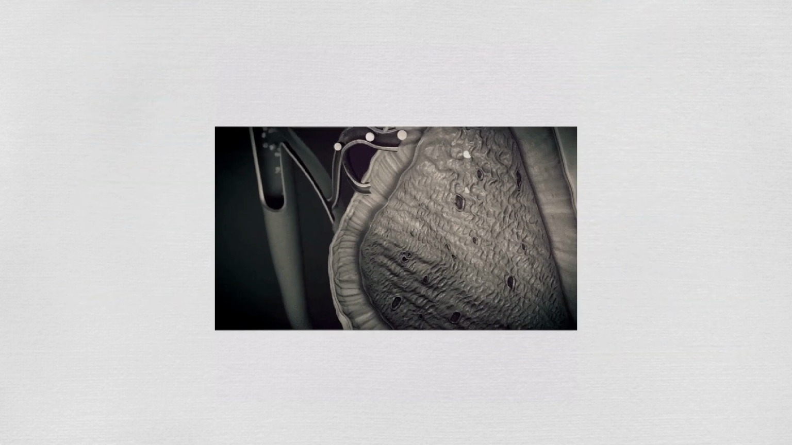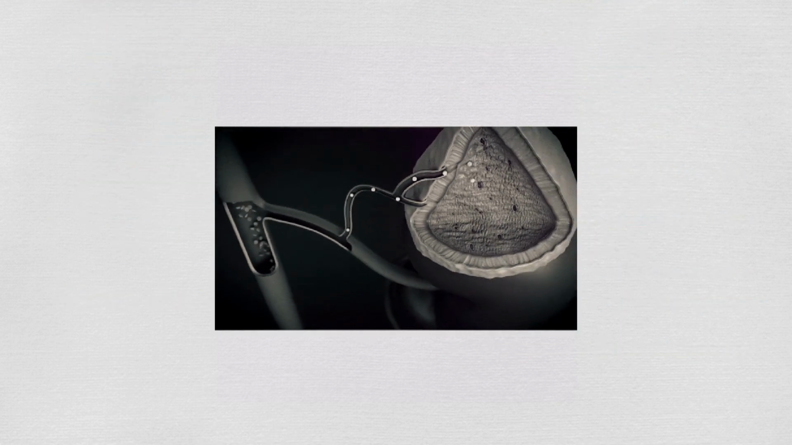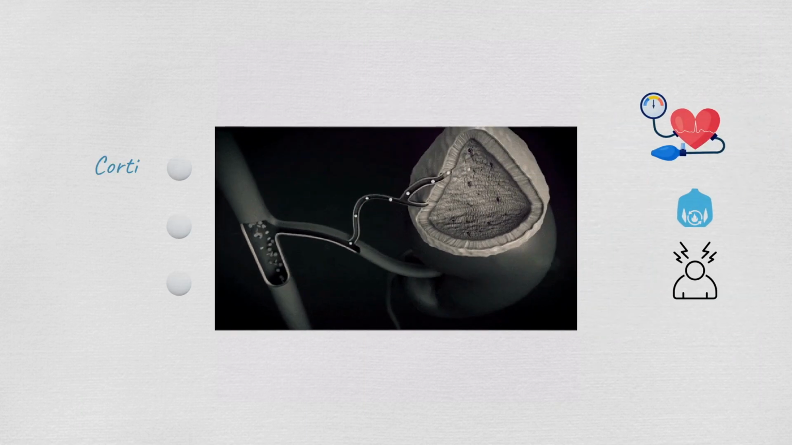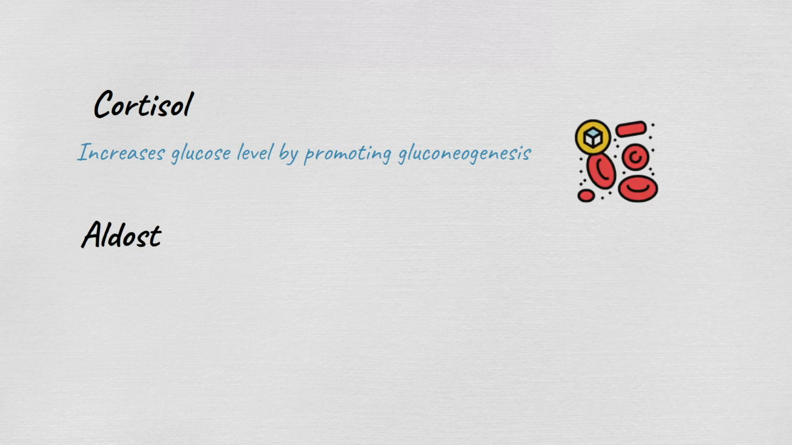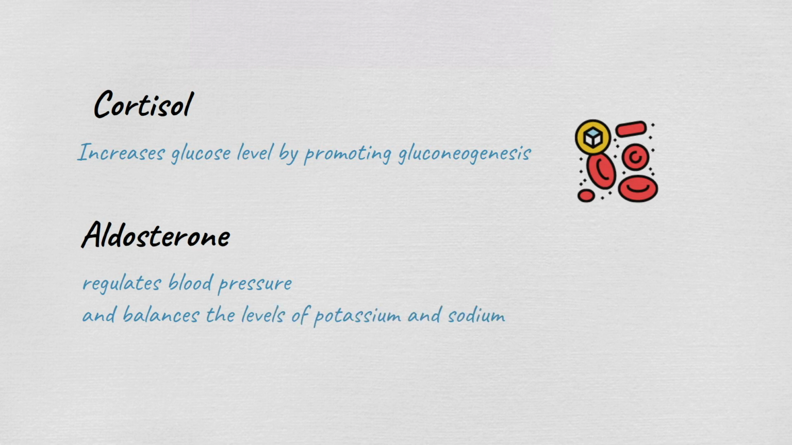Now let's dig deep into the pathophysiology and the symptoms that are associated with these conditions. The adrenal glands have essential roles in regulating blood pressure, metabolism, and managing responses to stress. To do that, they secrete the following hormones: cortisol, aldosterone, and adrenaline. Now for cortisol, it increases the glucose levels by promoting gluconeogenesis, which is an essential step in responding to stressors. For the aldosterone, it regulates the blood pressure and balances the levels of potassium, sodium, and regulates the blood pH levels.